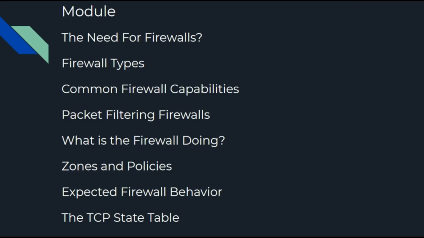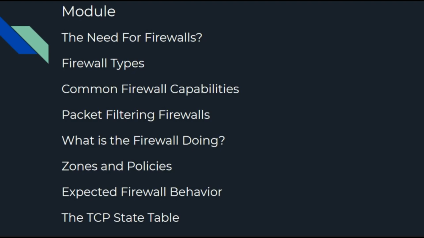Here is what we will cover in this module: why we need a firewall, the main firewall types, firewall capabilities, packet filtering firewalls, what the firewall is doing, what zones and policies are, and what the expected behavior of a firewall is. We are also going to discuss the TCP state table and how it works.